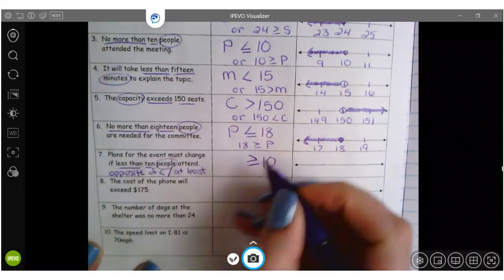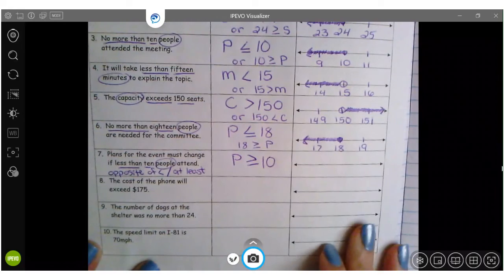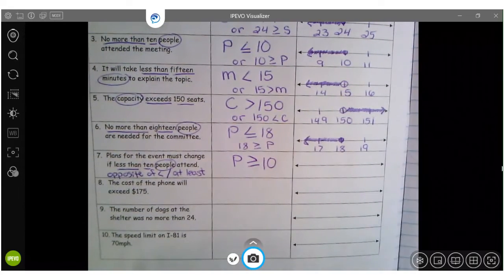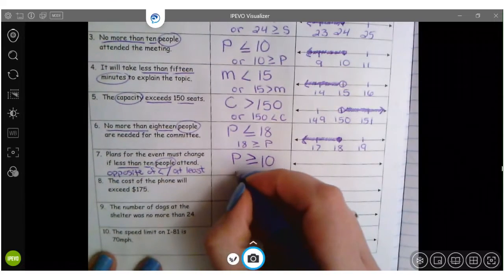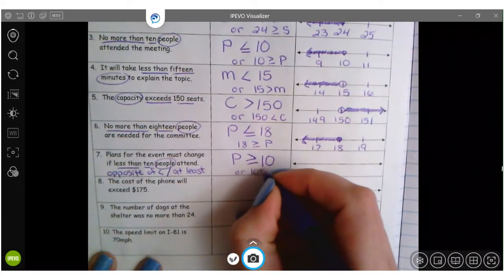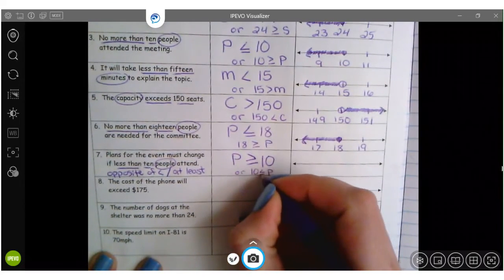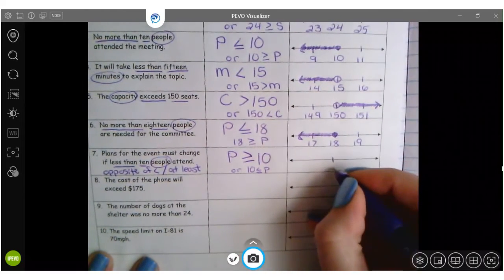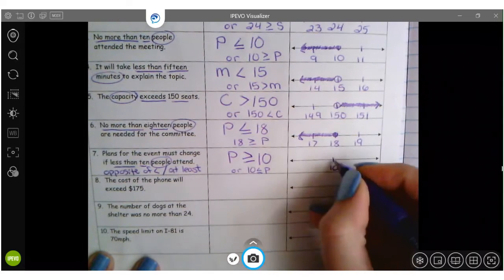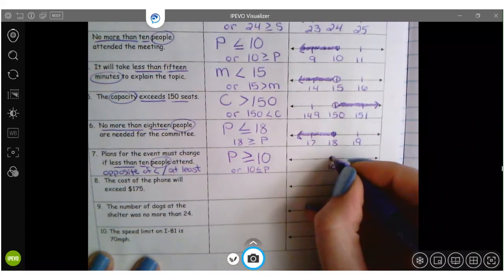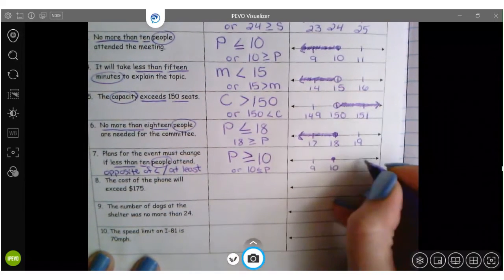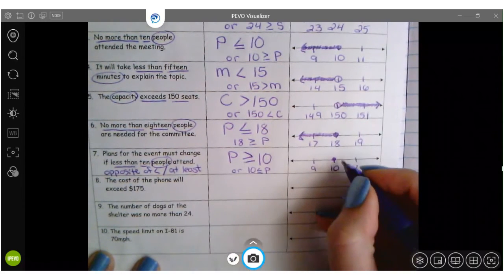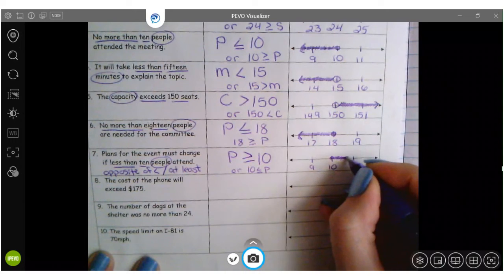And I will use P for people again. Again, you could use X or any variable and use P for people. I can flip that around and say 10 is less than or equal to P. I'm going to graph this, put 10 in the middle. This would be a closed circle. A number to the left would be 9. A number to the right would be 11. I want numbers greater than or equal to 10, so greater than would be to the right.